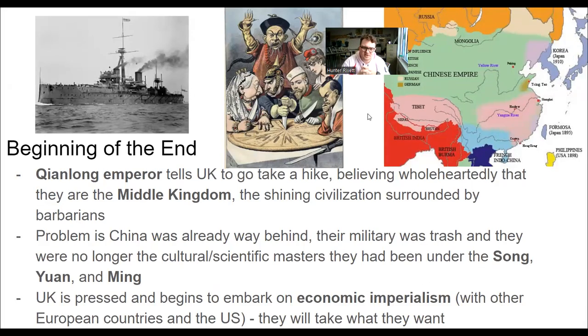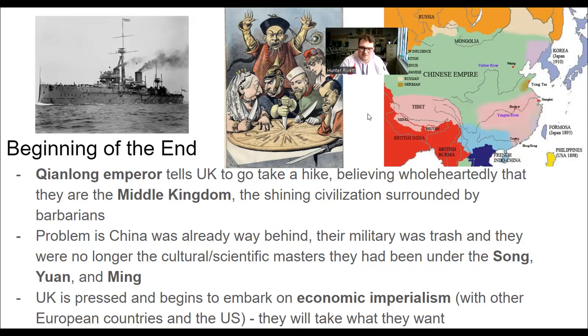So the Qianlong Emperor tells the UK to go pound sand, and they have held on to this past idea that goes back to the beginning of the Song Dynasty, that China is the middle kingdom, that they are surrounded by desert and mountains, of course, and everyone around them is barbarians who come to the middle kingdom to get, as they said, the beneficence, all the good stuff of the empire, that they are the height of civilization, or the shining civilization, right?